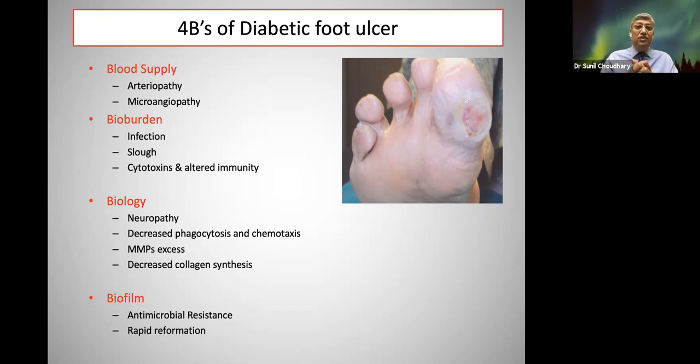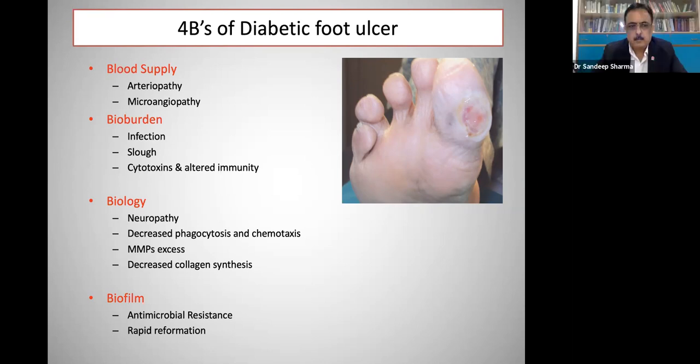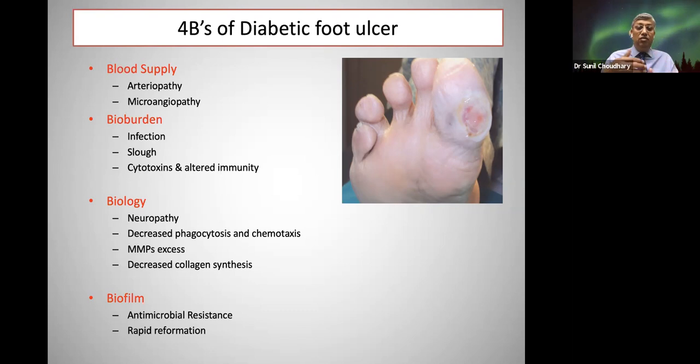But apart from that, there is a lot of microangiopathy as well, which essentially causes a change in the vascular permeability, the way the cells react to each other as well. There is a huge amount of bioburden in the diabetic foot when they get infected because of the slough that the bacterial toxins create, and the slough causes release of cytotoxins, and there is an altered immunity, which we're going to talk about in the biology. As you all know, the majority of diabetic foot ulcers start with neuropathy because the patients can't feel anything. They get an injury, but they don't have any pain.